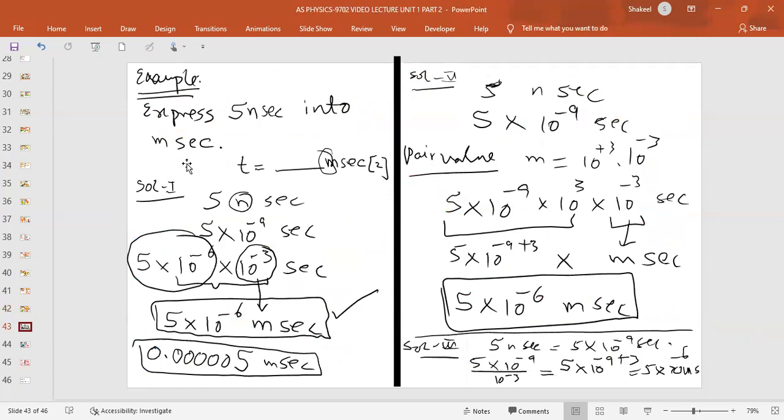Okay, there is another example which you'll do yourself. Express 5 nanosecond into milliseconds. So do it in the same way as I told you, and you can compare your answer with this. Pause the video, solve it yourself.